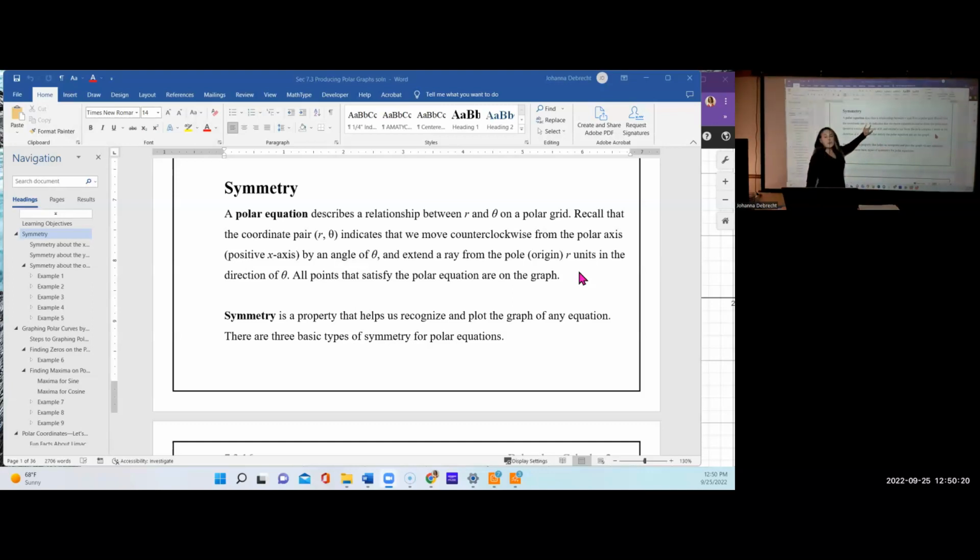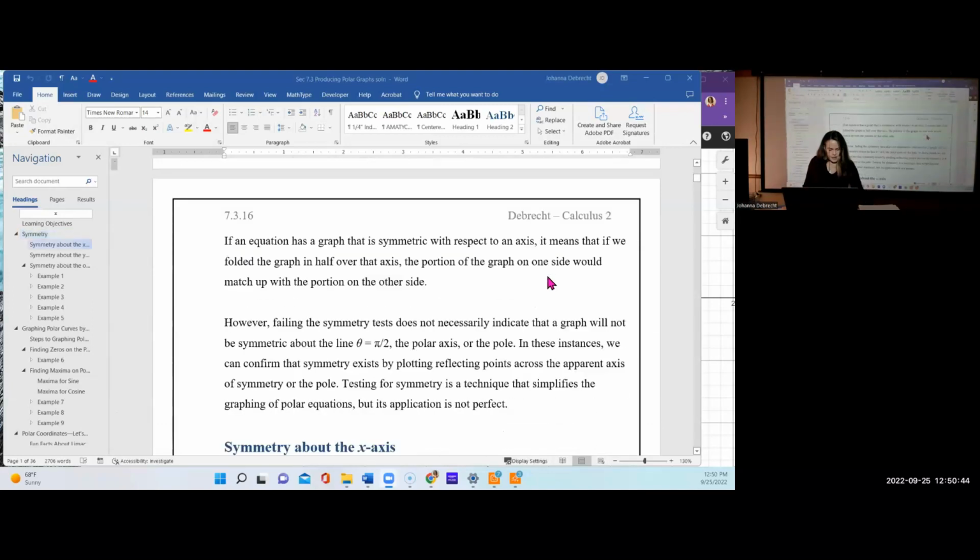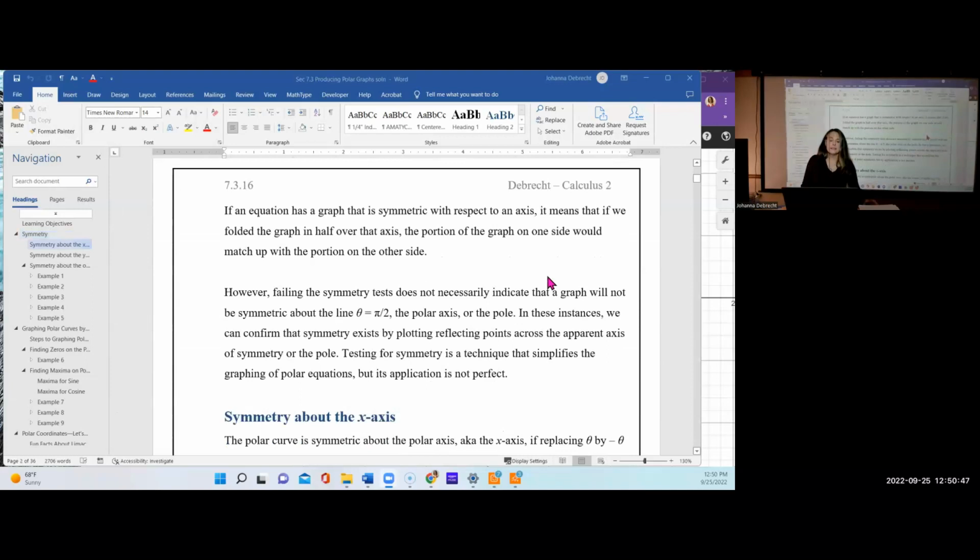Remember that we write the ordered pair r comma theta, which is backwards to what we do in rectangular coordinates. We give the dependent variable r first and the independent variable theta second. This is, of course, how we graph in polar coordinate systems. Symmetry is just something to help us recognize and plot points when we're looking at an equation. There are, of course, three basic types of symmetry when we're talking about graphing.